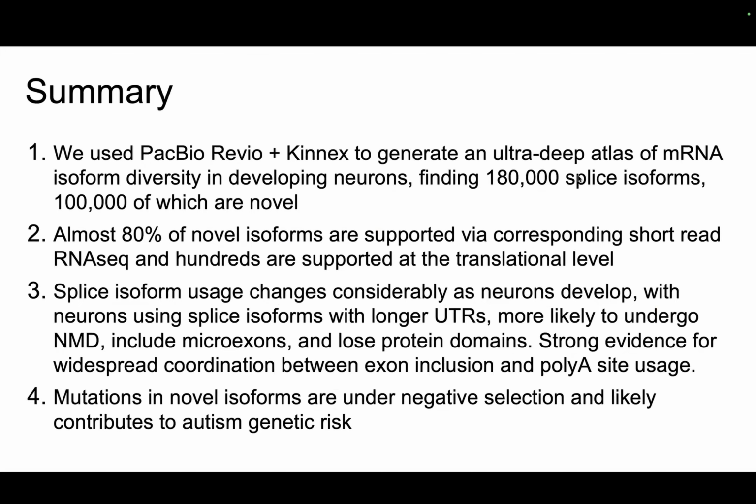All right, so to summarize, here we used PacBio Revio sequencing plus the Kinnex library prep kit to develop an ultra deep atlas of mRNA isoform diversity in developing neurons. We found lots of splice isoforms, many of which are novel. We're really happy with the quality of the data. Most of our isoforms are supported by corresponding short read data, and hundreds of them also show support at the protein level. Probably among the most exciting parts of this project is just the use of super deep long read data to study alternative splicing.